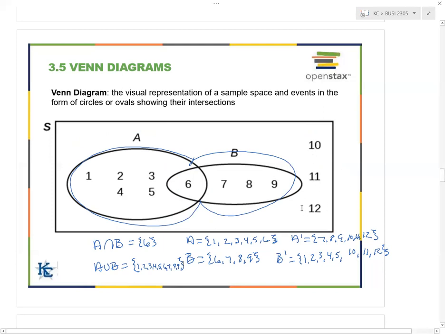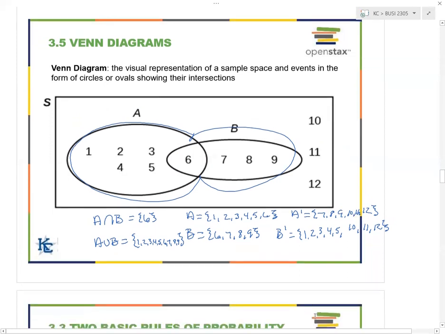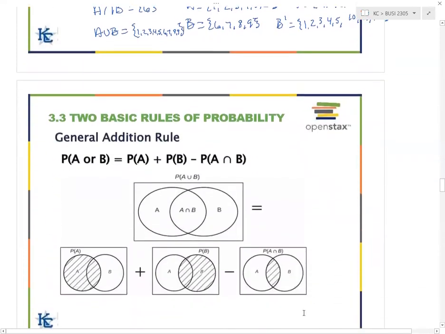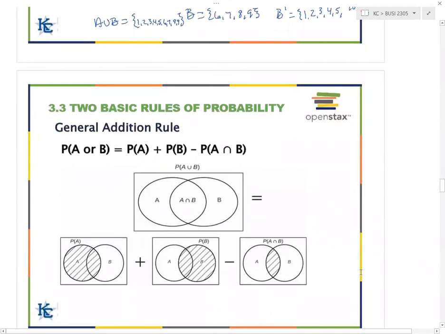So this leads us to talk about the two basic rules of probability. The first one is the general rule of addition, and that is what we've been calling union. We use addition when we're talking about the word "or." So the probability of A union B equals the probability of A plus the probability of B minus the probability of A intersect B. And that's because of this Venn diagram right here. We know that "or" is the entire thing here.